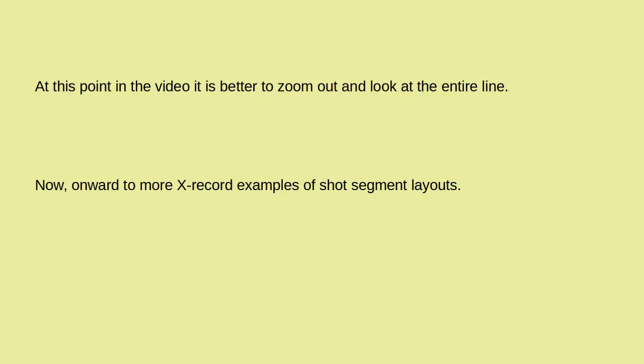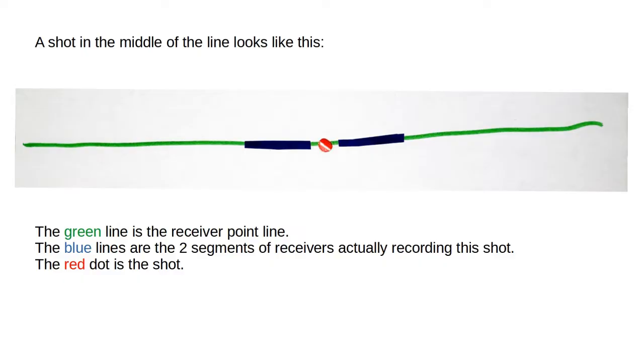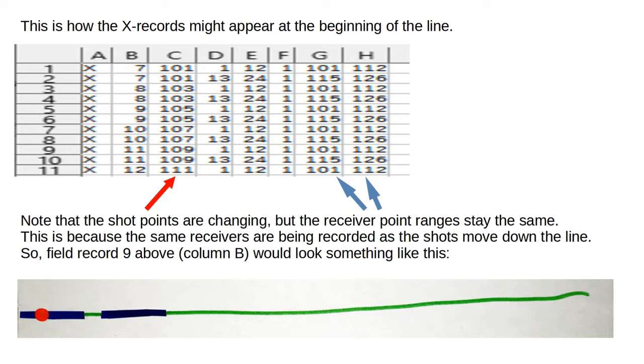We are going to take a wider view for the next situations. Here we see a typical shot in the middle of a line. But at the beginning of the line, we might need to create these X records. This corresponds to a situation where a split spread with a 2-point gap has been laid out and does not change as initial shots are acquired. That is, channels 1 to 12 stay at receiver points 101 to 112, and channels 13 to 24 stay at receiver points 115 to 126. So, only the red dot for the shot location would move in this diagram.